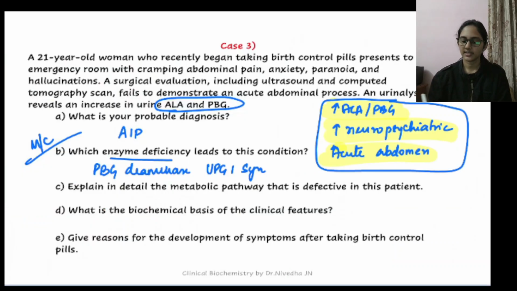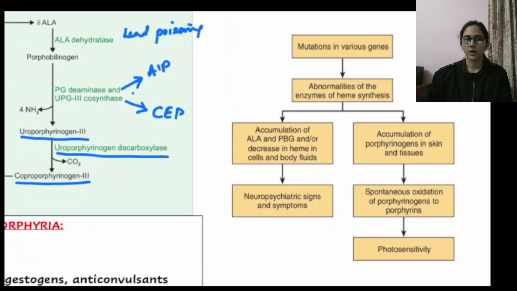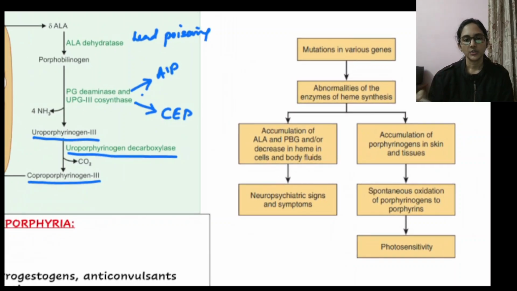Now let's see what is the next question. So this is done. What is the biochemical basis of the clinical features? So what clinical features do we have? We have neuropsychiatric manifestations and abdominal features, is it not? So what is the basis of this? So just come to this box. Here, I have given you the basis of all the porphyrias. So basically, you can have neuropsychiatric abdominal symptoms, or you can have photosensitivity symptoms in case of porphyrias. Is it not?